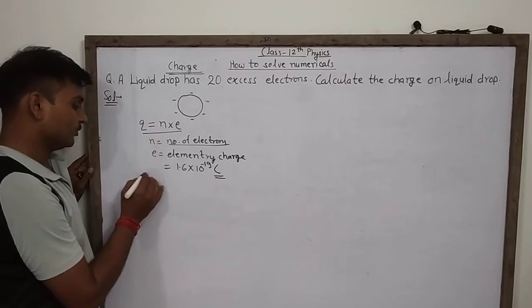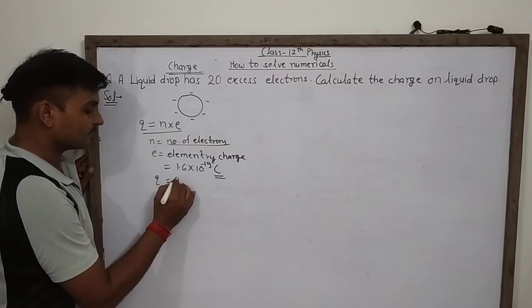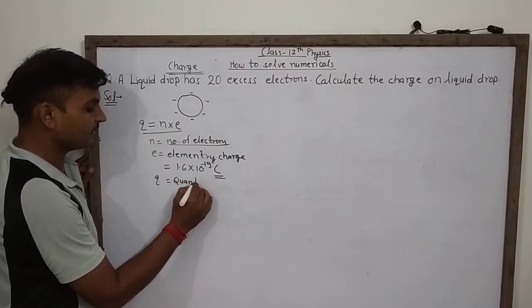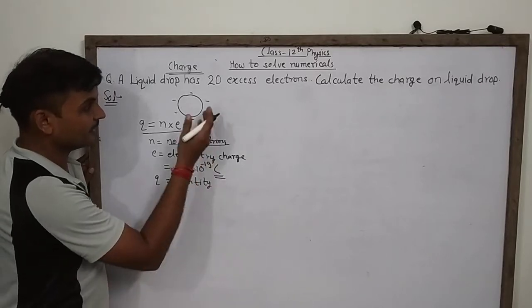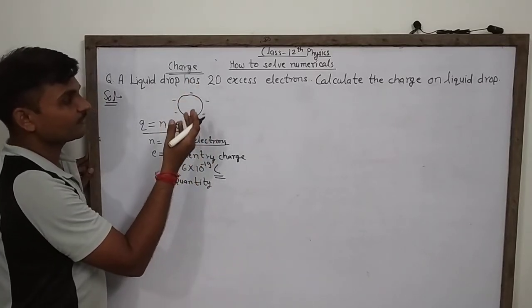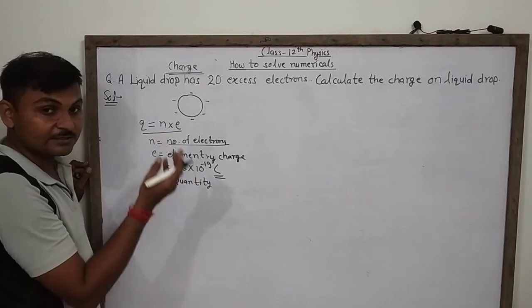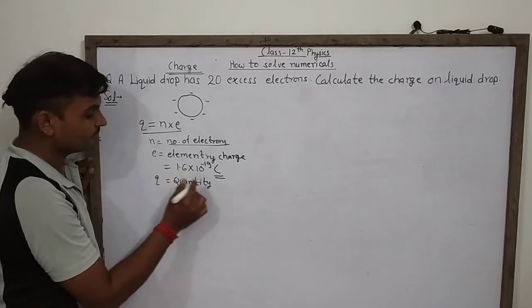What is Q? Q is the quantity of charge. If the body acquires charge, then what quantity of charge does it have? This is the value Q.